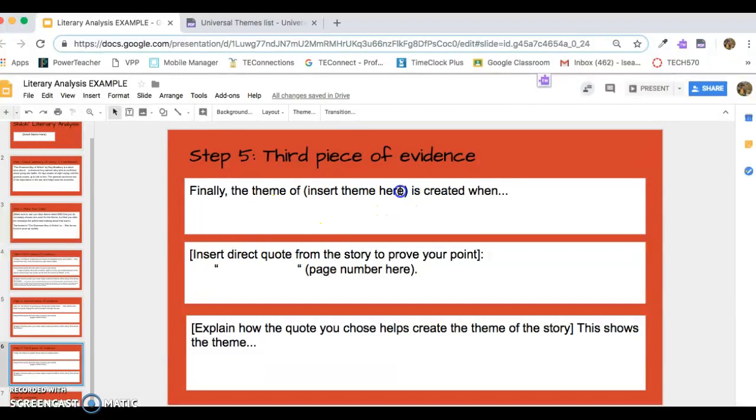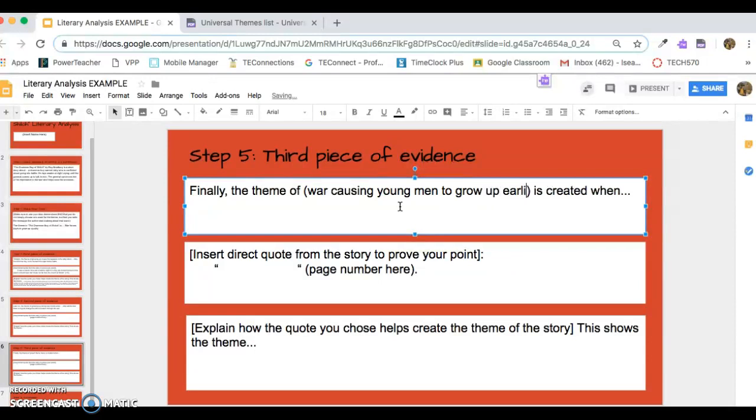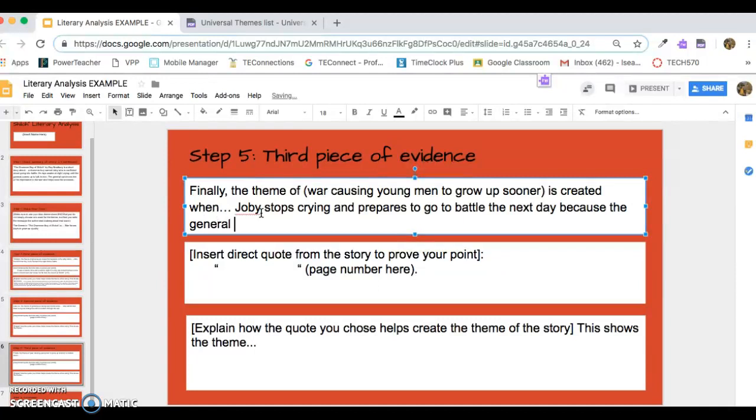At the end, I might say, finally, the theme of war causing young men to grow up sooner is created when Joby stops crying and prepares to go to battle the next day because the general told him how important his role was. So then I would insert the quote again and explain.